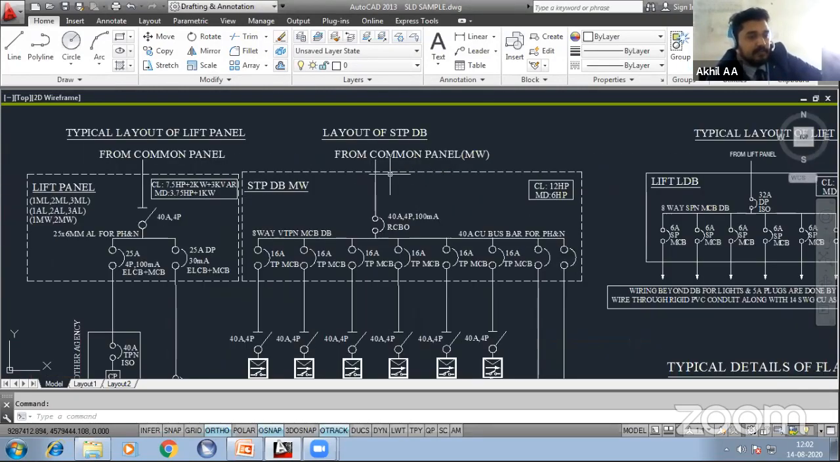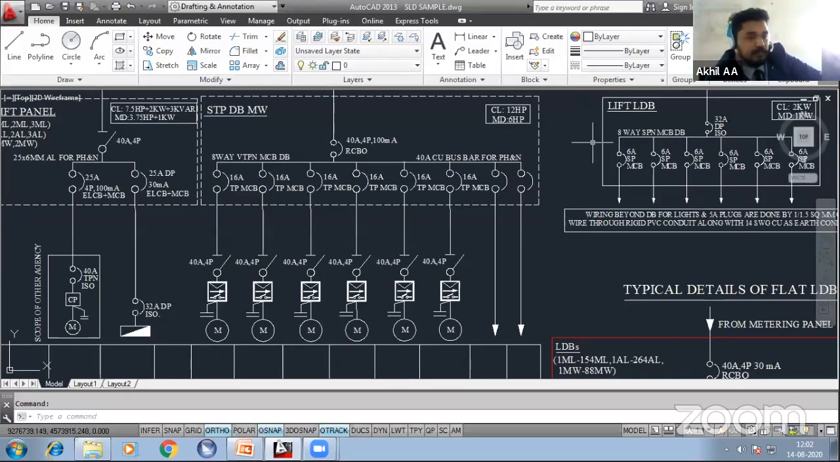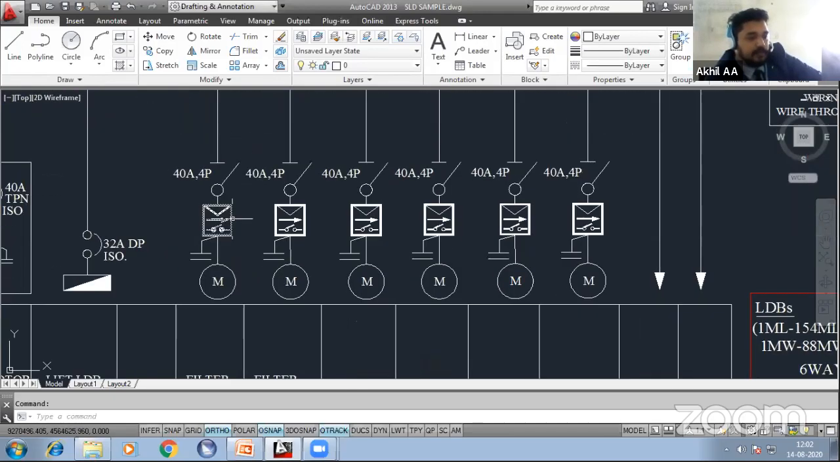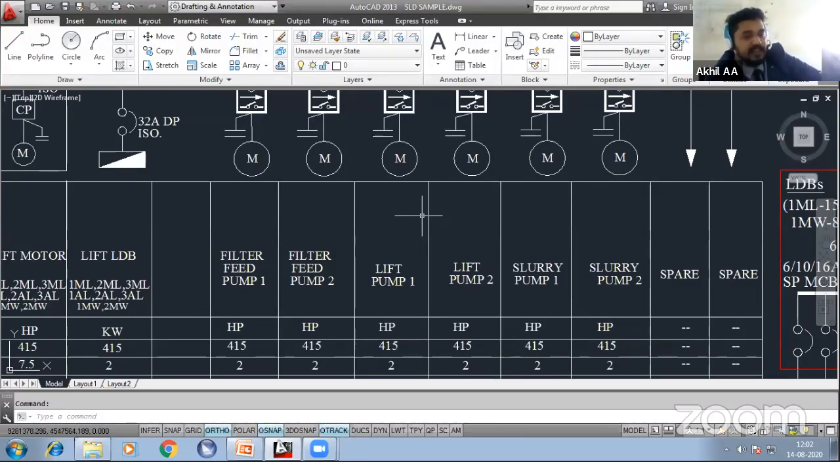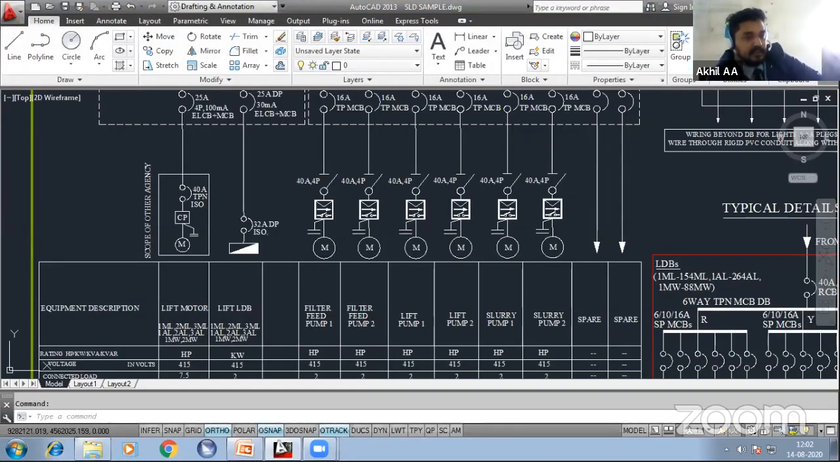And again, from the common panel, there is an STP DB, the sewage treatment plant distribution board. From the sewage treatment plant panel board, you can see different outgoings for different motors, filter, feed pump. You have different pumps. That is why we have already told before that we have to coordinate with the other mechanical disciplines, like HVAC or plumbing. They will be providing all these details, so you have to arrange this in our SLD.